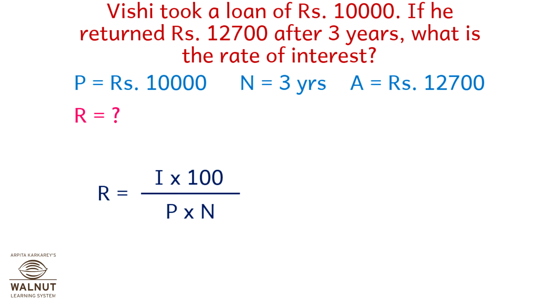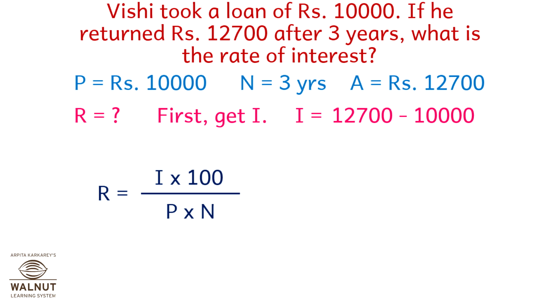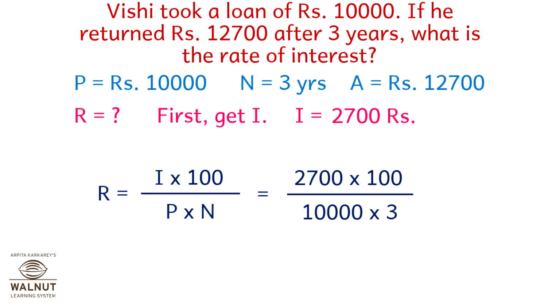R is I into 100 upon P into N. So we have to first get I. I is, we know, amount minus principal. So we have 12,700 minus 10,000, which is 2,700 rupees. So R is 2,700 into 100 upon 10,000 into 3.